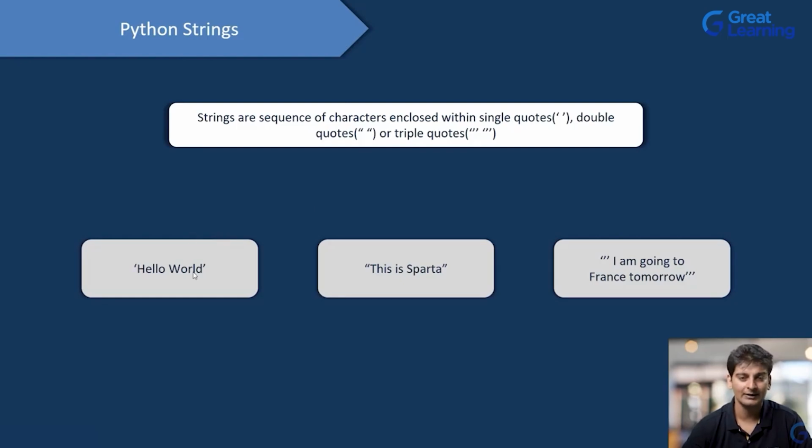"Hello world" is present in single quotes. This is a string. "This is Sparta" is present in double quotes. And again, this is a string. But when it comes to "I am going to France tomorrow", this is a multi-line string. So that's the basic premise for strings. Now let's go to Jupyter Notebook and work with these strings.